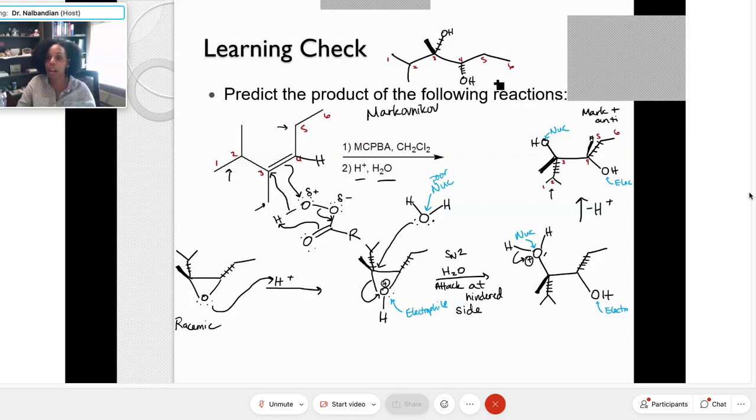This is our final product. And yes, this is racemic. So the opposite stereochemistry at carbon 3 and carbon 4 is also a likely product. Both of them are equally likely. Questions there?